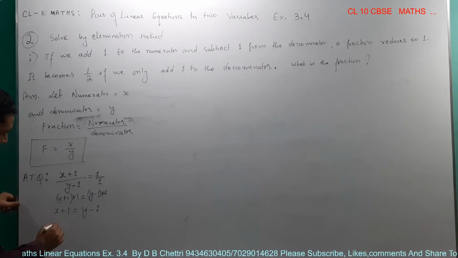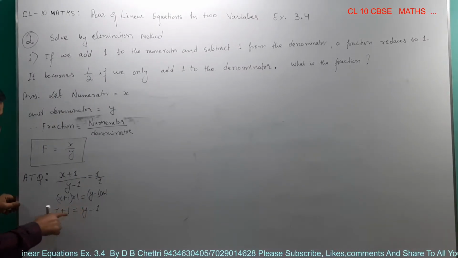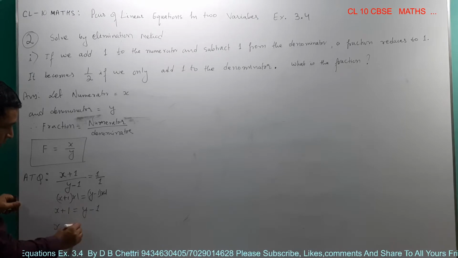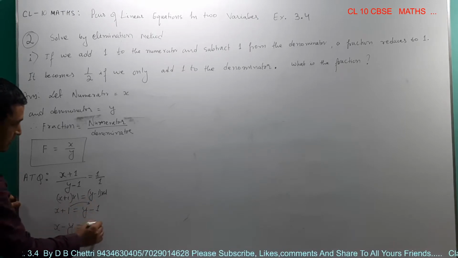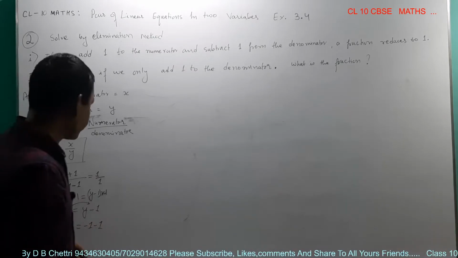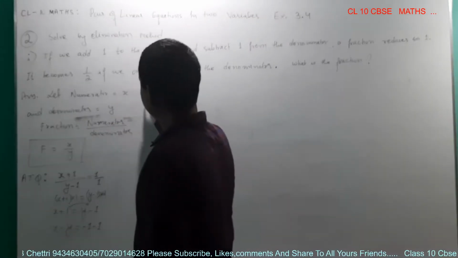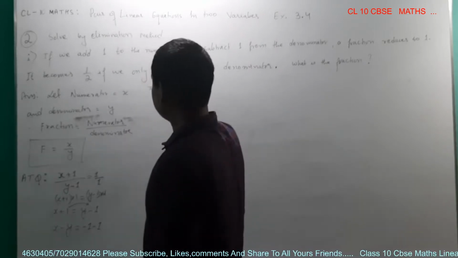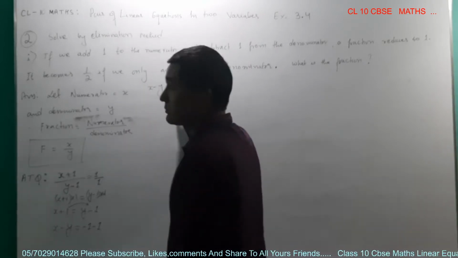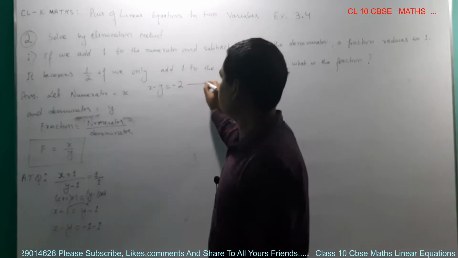We are taking y to the left side: x minus y equals minus 1, then taking this 1 to the right side, minus 1. So what is the equation? x minus y equals minus 1 minus 1, their sum is minus 2. Mark this as equation 1.